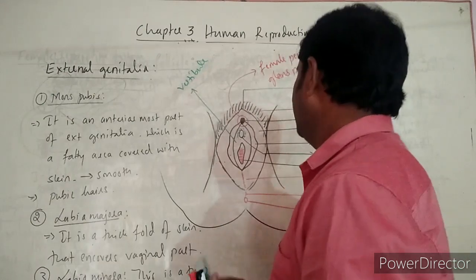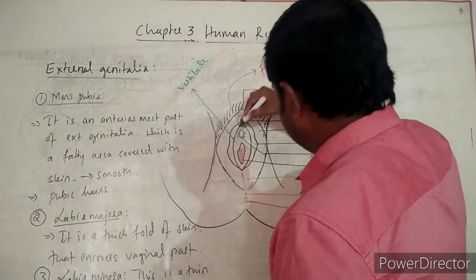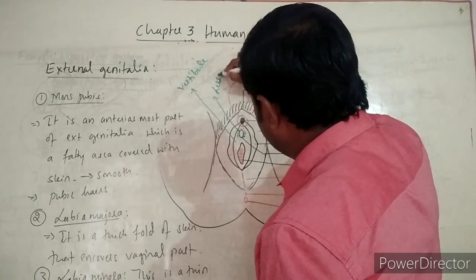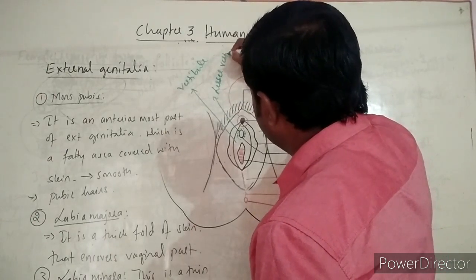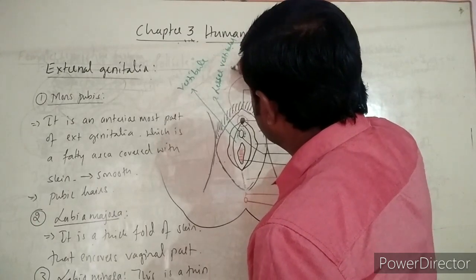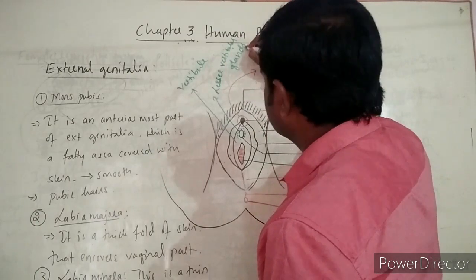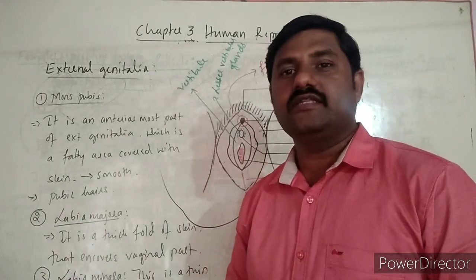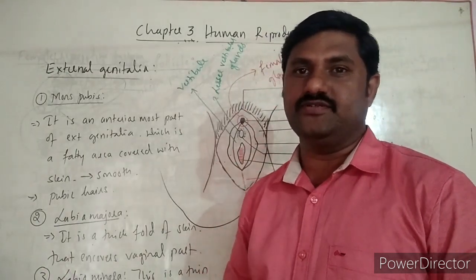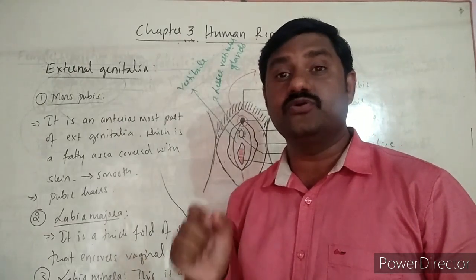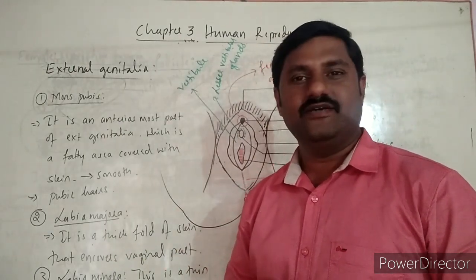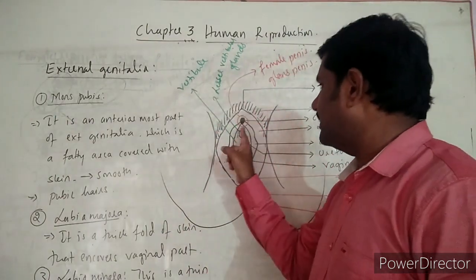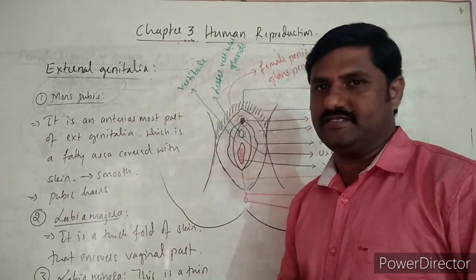What are these named as? Lesser vestibular glands. These lesser vestibular glands are also named as paraurethral glands, right? What are these named as? Paraurethral glands. These are also named as sebaceous glands.